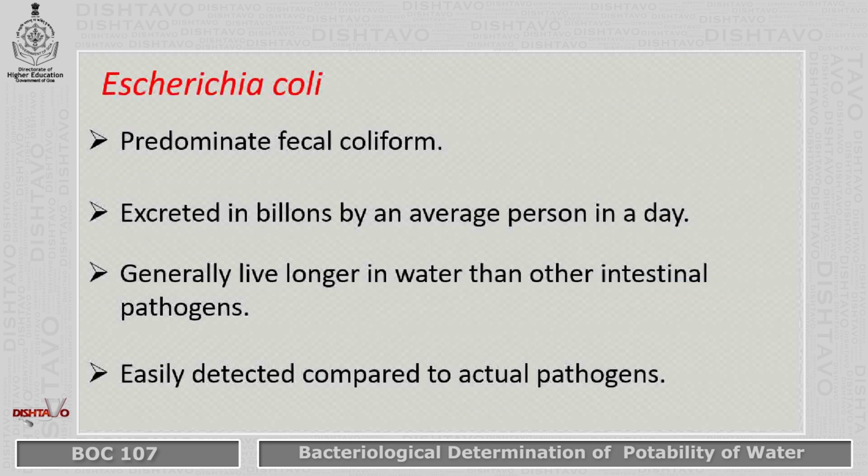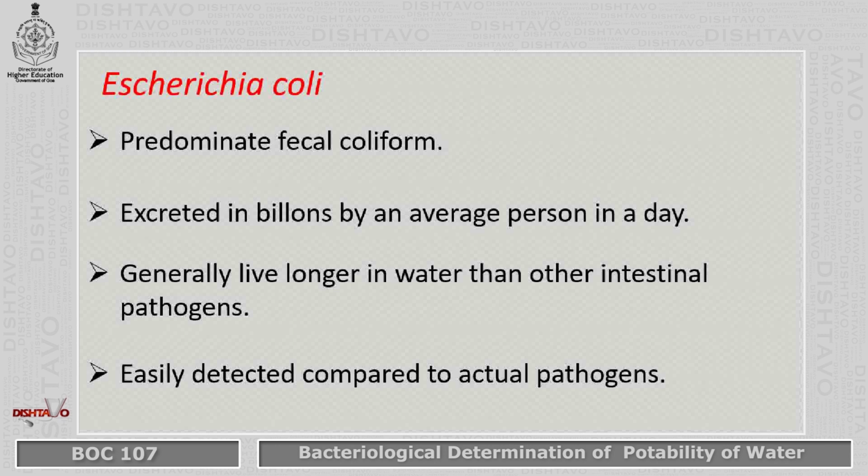Why coliform bacteria? Coliform bacteria, as we have said, are present in large numbers in the fecal matter, and so they can be easily identified. The most important organism in fecal coliforms is E. coli. It is excreted in billions by an average person in a day. Generally, these E. coli live much longer in water than the other intestinal pathogens.